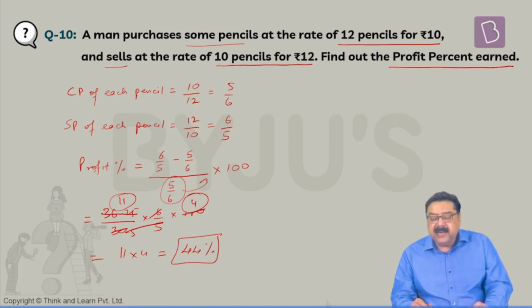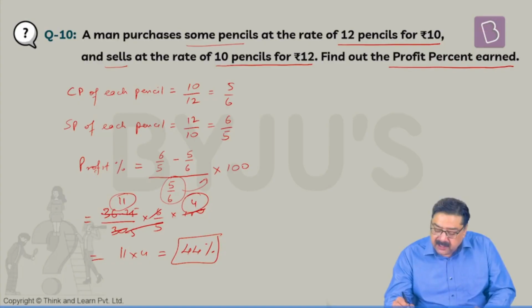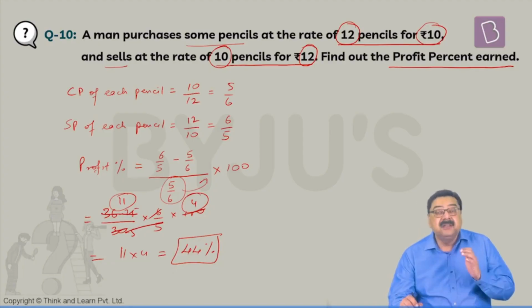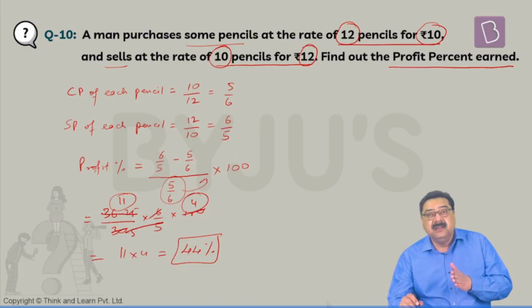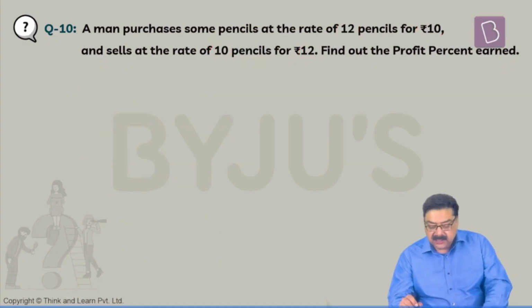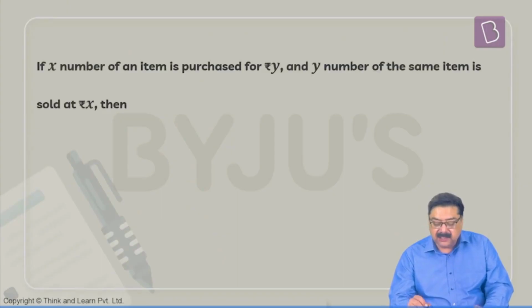But in such kind of questions, where you see 12 pencils for rupees 10 and 10 pencils for rupees 12, two same figures are used. Only two values are used, 10 and 12. First, 12 pencils for rupees 10. Second, 10 pencils for rupees 12. Same values are used. In such a case, we will look at this concept.